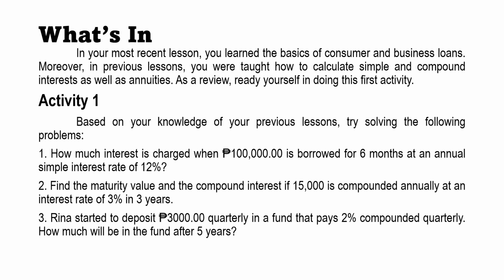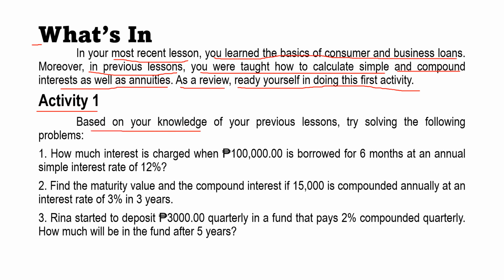Now, moving forward with what's in. In your most recent lesson, you learned the basics of consumer and business loans. Moreover, in previous lessons, you were taught how to calculate simple and compound interest as well as annuities. As a review, ready yourself for this first activity. Based on your knowledge of your previous lessons, try solving the following problems.